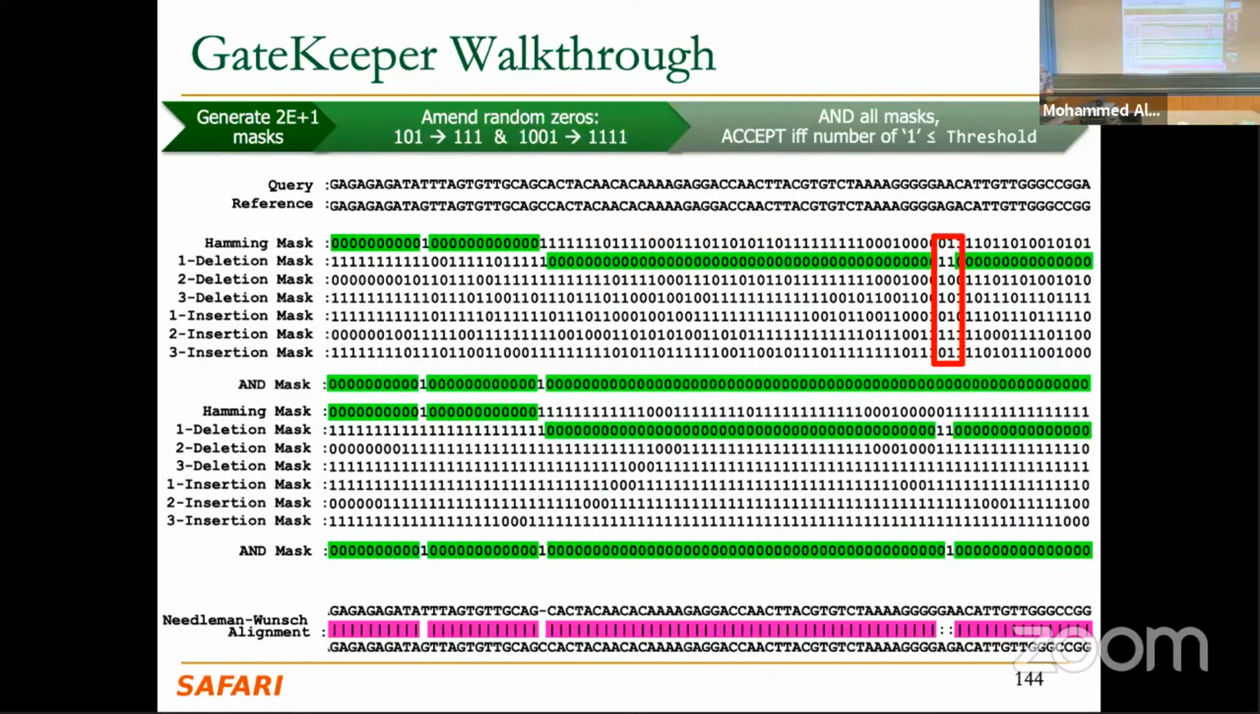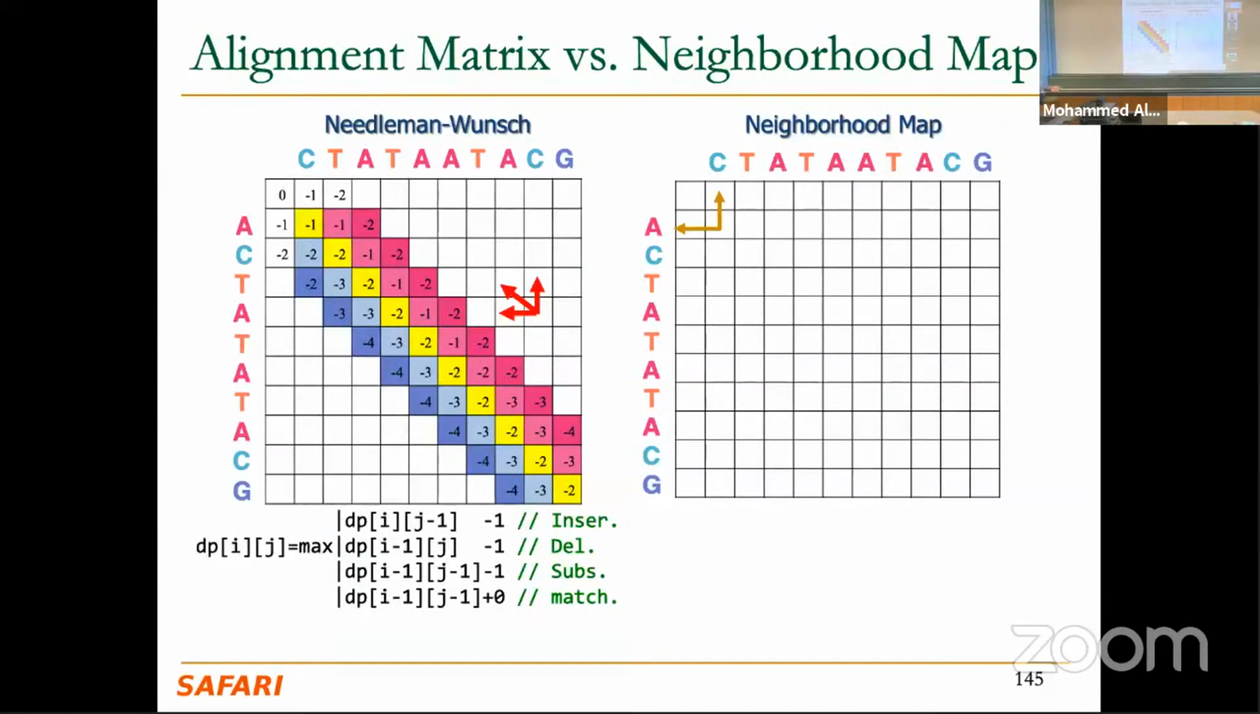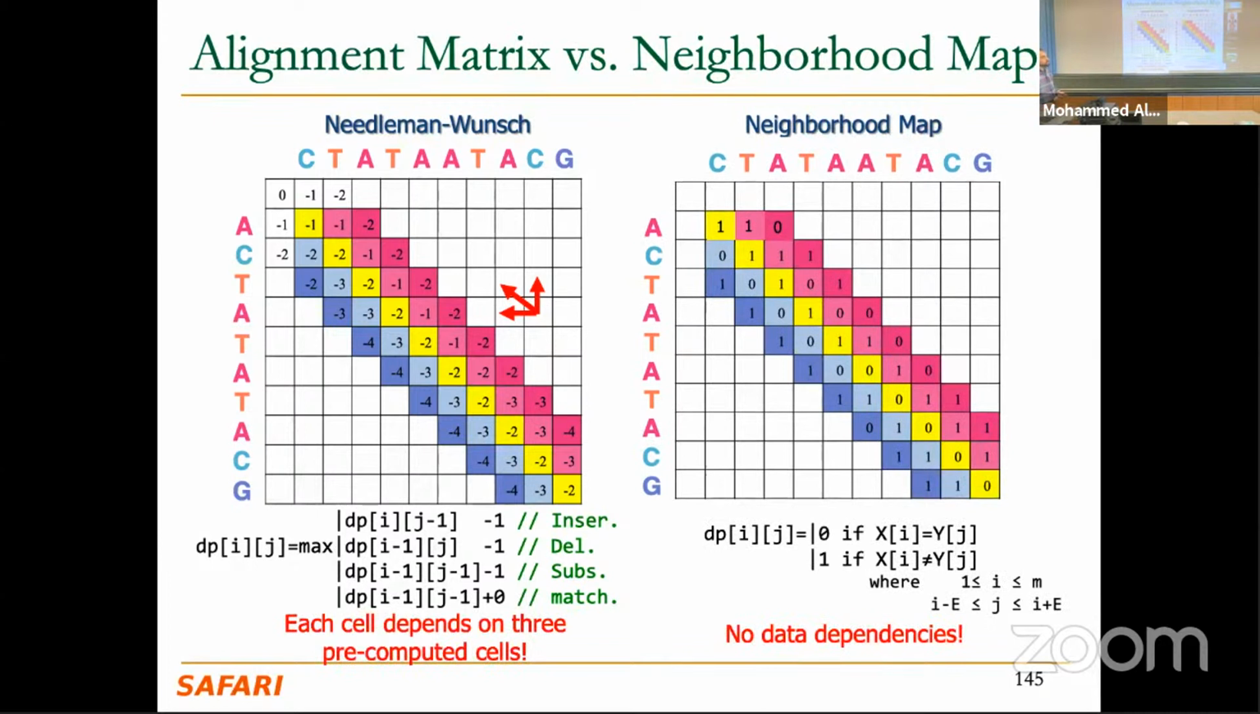This is something we are missing in the dynamic programming. Dynamic programming, as you can see in the direction of these arrows, this cell required this and this and that to be computed in advance. Here we have high parallelism. You can build the entire thing in one shot. You don't need to wait for anything.